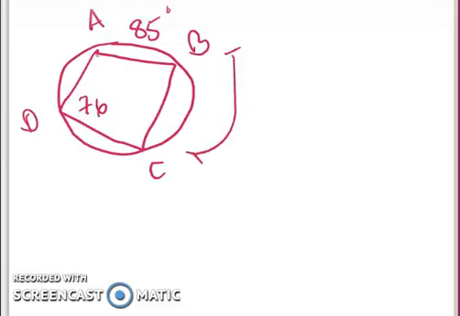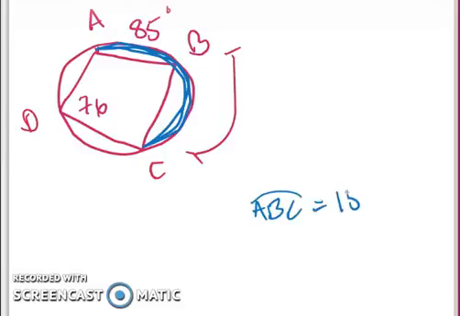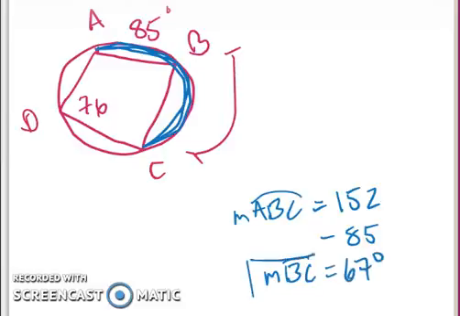Okay, well, I know 76 opens up to this whole arc here. So if I double 76, I'm essentially going to get 152. So arc ABC is equal to 152. And then if I subtract the 85 from it, that should give me what's left over. And if I do that, I end up with the measure of arc BC equal to 67 degrees.